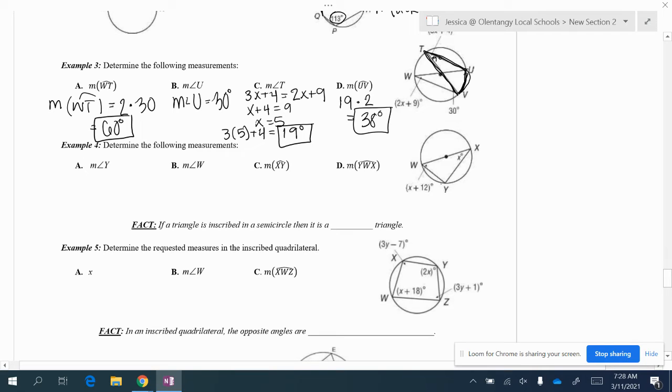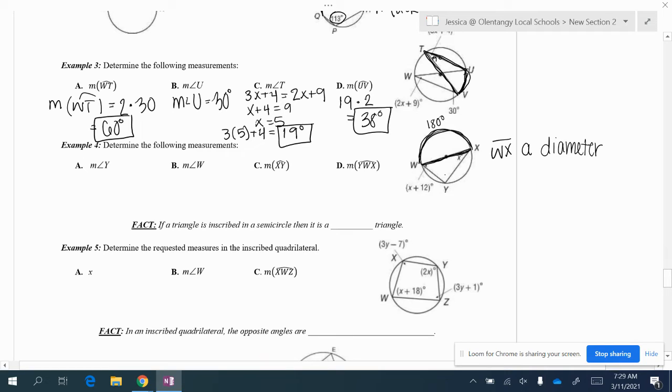To find the measure of angle Y, I'm looking at a triangle here, and note two out of the three angles of the triangle. Since this chord WX is going through the center, that makes WX a diameter. Since WX is a diameter, this arc right here is 180 degrees.